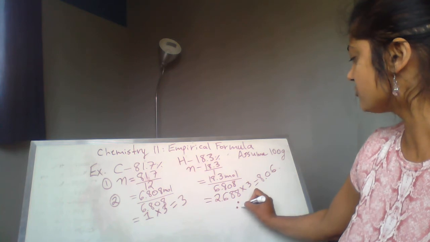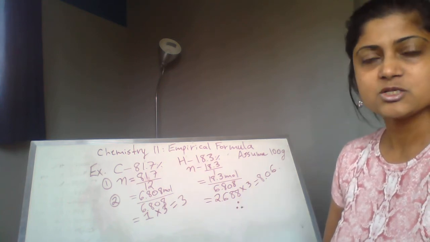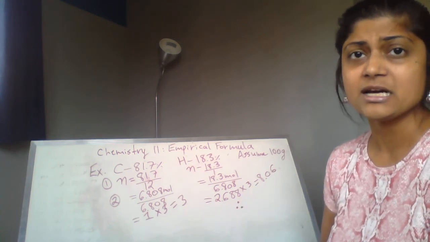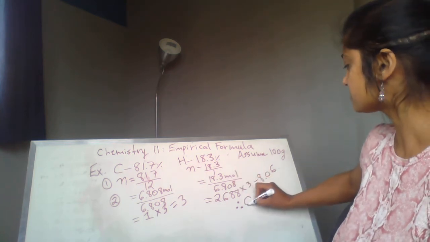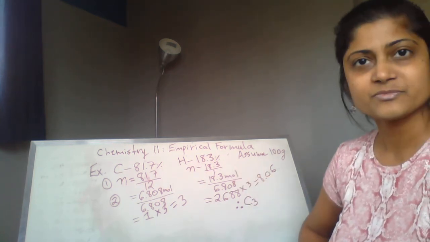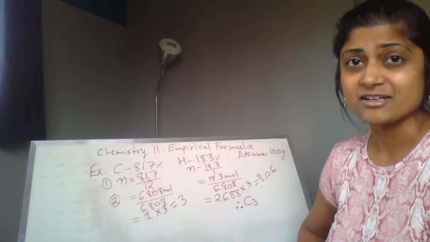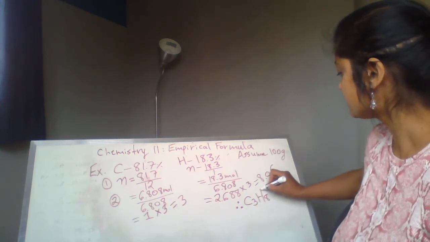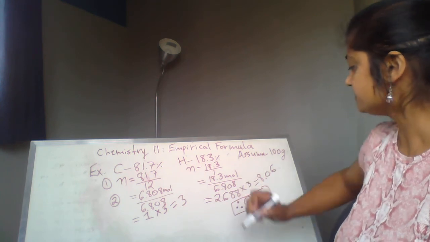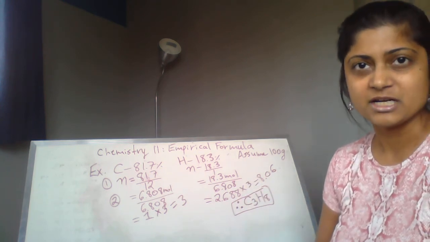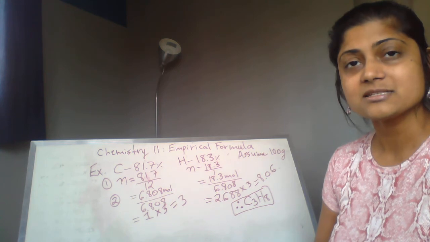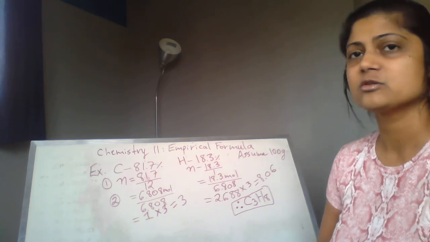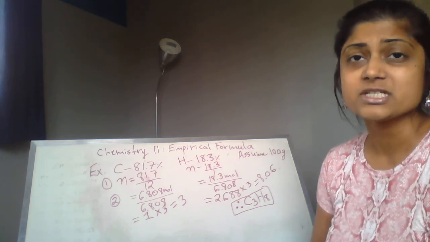And I'm going to put the therefore statement. Therefore, I have 3 atoms for carbon, so I'm going to put C3, and there are 8 atoms for hydrogen. Let's box our answer here. This is my final answer for this compound. Again, this is the empirical formula. I notice carbon is 3 and hydrogen is 8.